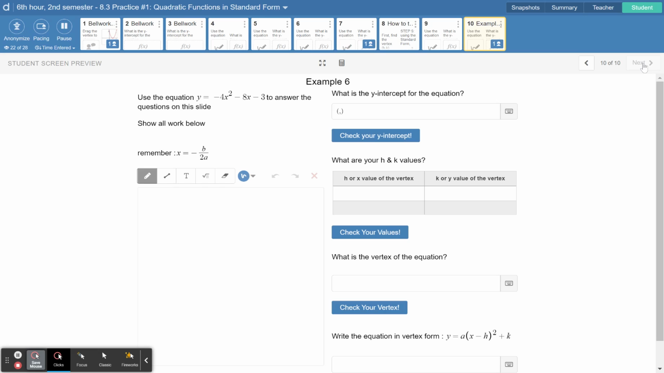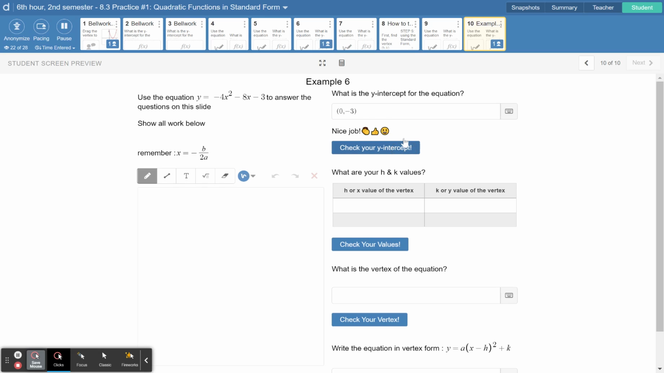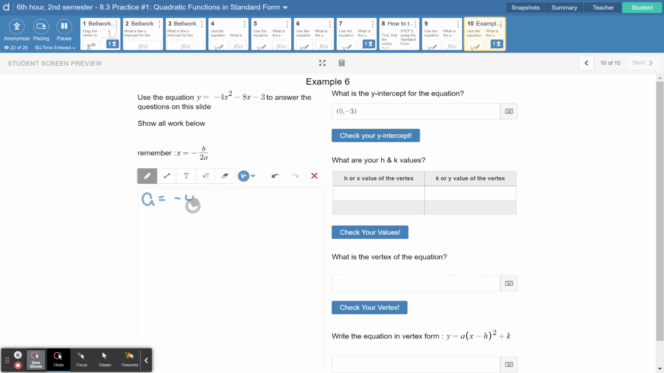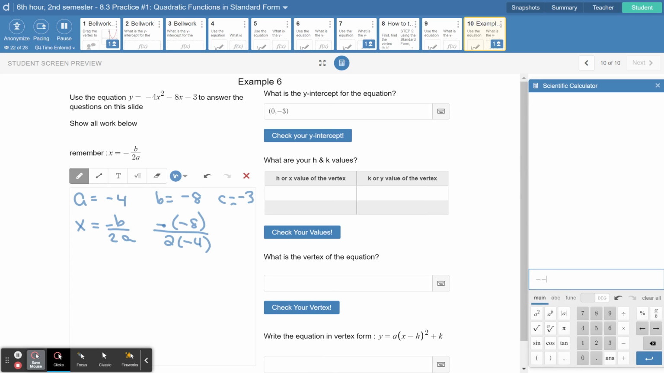All right, in slide number 10, we're going to do the same thing. Our C value is -3. So if I write my a value, it's next to x squared, write my b value, which is next to the x, my c value, which I already identified as negative 3. Opposite of negative 8 over 2 times negative 4. If I use the calculator for that, then put two negatives side by side. 2 times negative 4. It's going to get you negative 1.